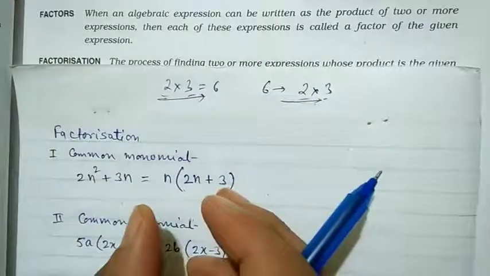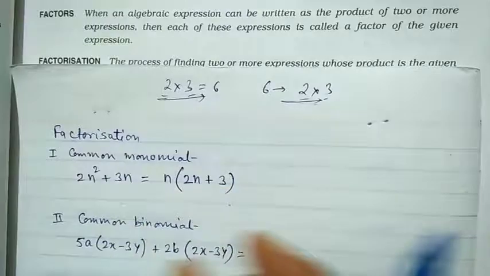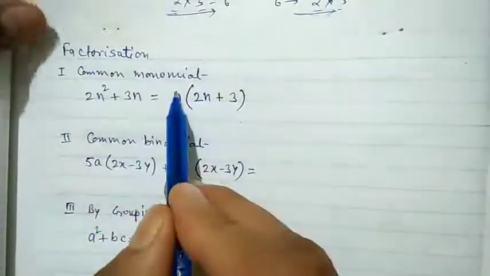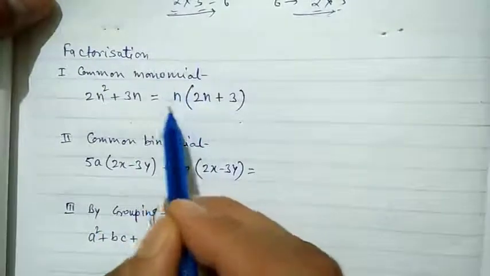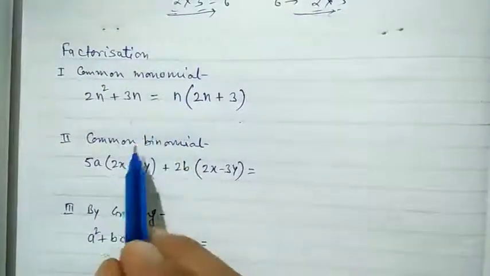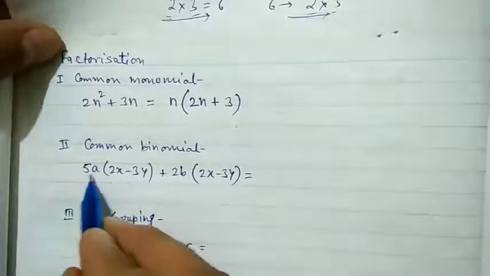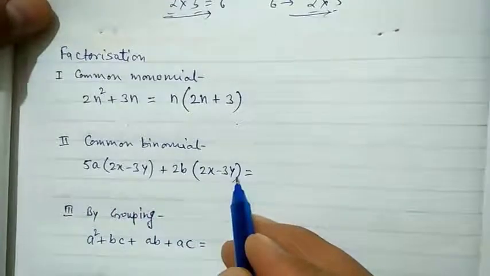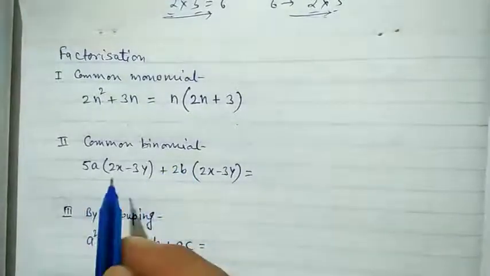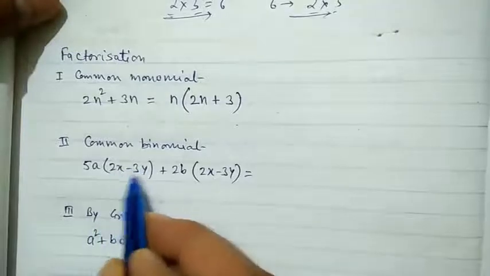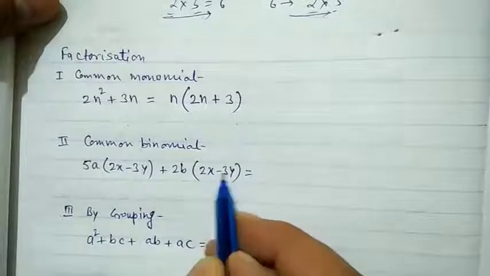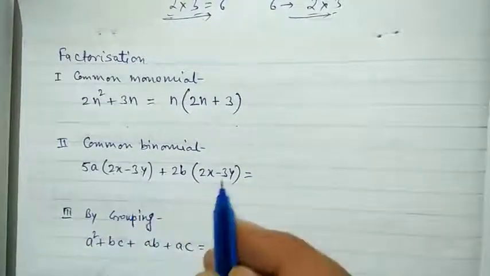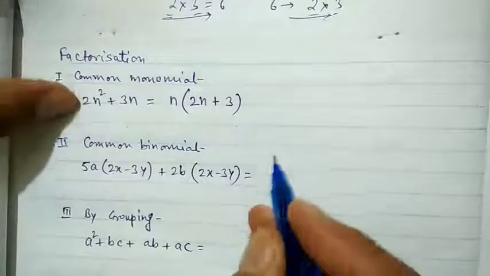So factorization is the process in which we find the factors. Now common binomial. Monomial means only one term is common. Here n is common only, a single part. In common binomial, see here 5a into (2x minus 3y) plus 2b into (2x minus 3y). We have to factorize this. Here 2x minus 3y has two terms, and here also 2x minus 3y, the same terms, means this is common.